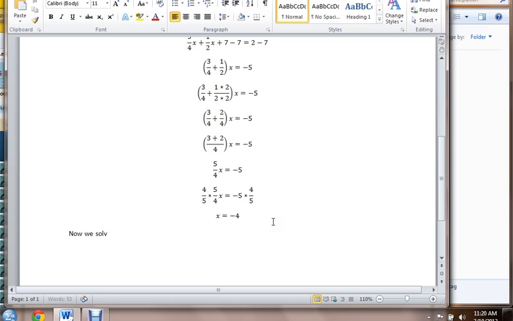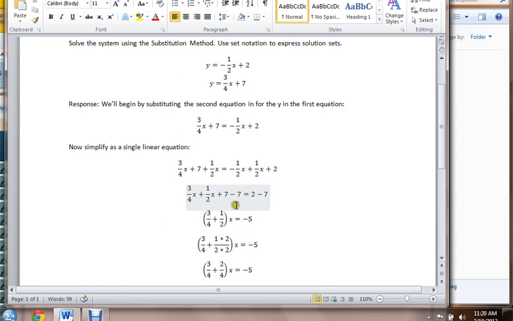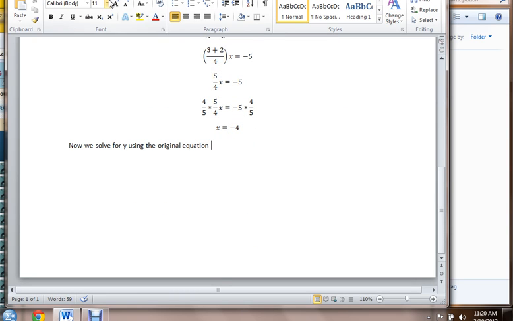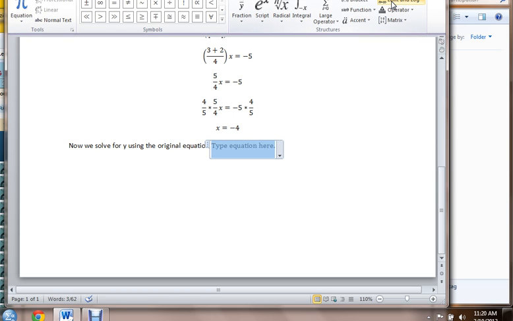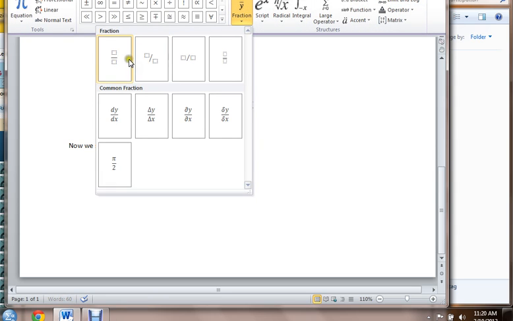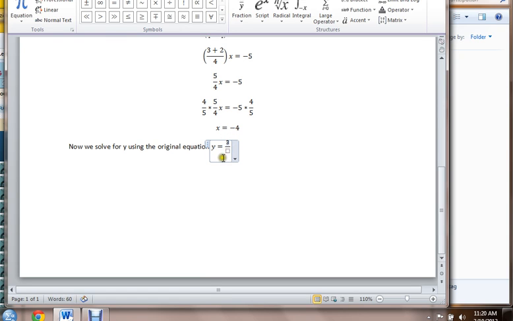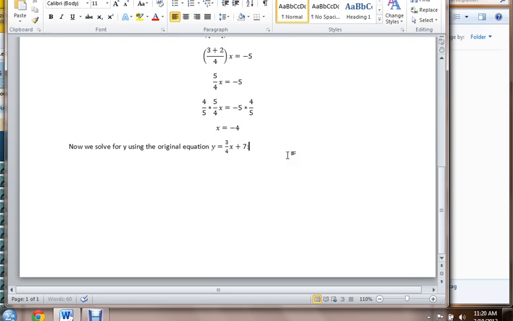Now we solve for y. Using the original equation, which was up here. Y equals, let's use the second one, 3/4 x plus 7. So in order to do this, we just plug the value of x that we have, which is x equals -4, in for the x in that original equation, and we do the computation.